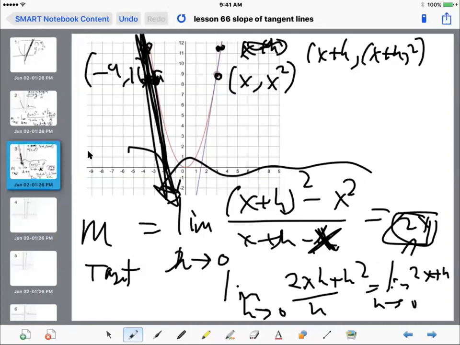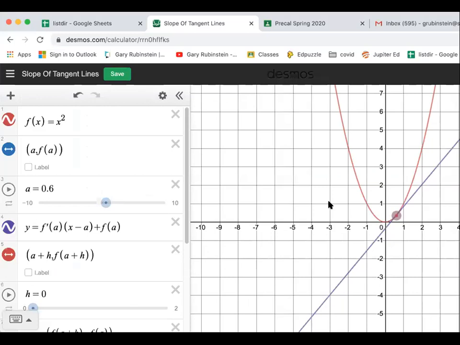And if I come back to Desmos, we can see as I move this slider around, you can see that when a is 0, the slope is 0. When a is -1, the slope is -2. When it's -2, the slope is -4, -6, -8, and that's how it works with the parabola y equals x squared. Okay, let's take a look at if we can do this for other functions.